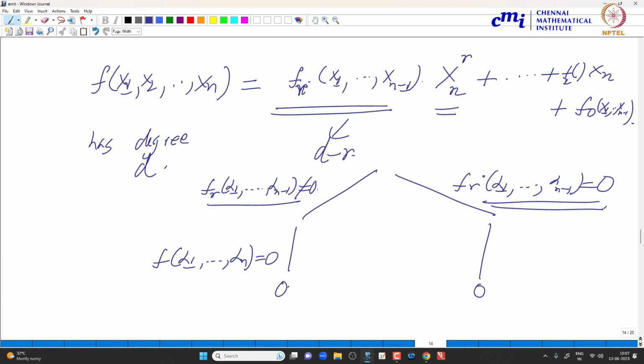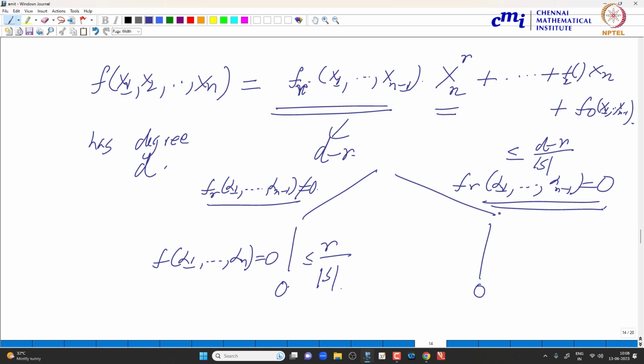Here you can use the inductive hypothesis. This had degree d minus r, so this probability is less than or equal to d minus r by cardinality of S. What is the upper bound of the other one? Let us ignore the 1 minus something. Assuming this is non-zero, it is a univariate polynomial of degree r. So that probability will be less than or equal to r by cardinality of S.